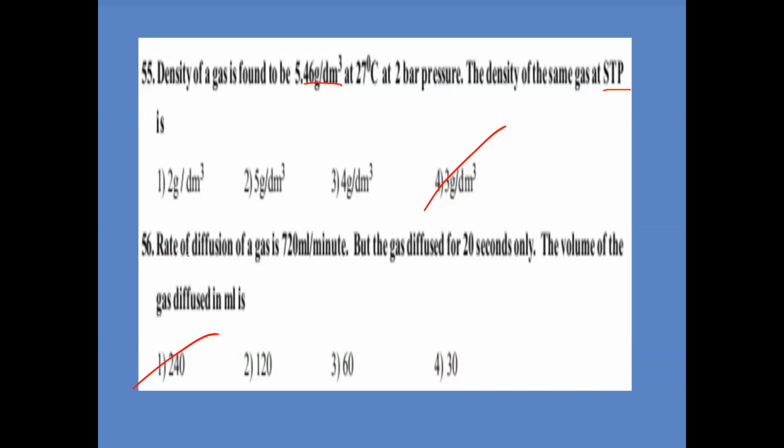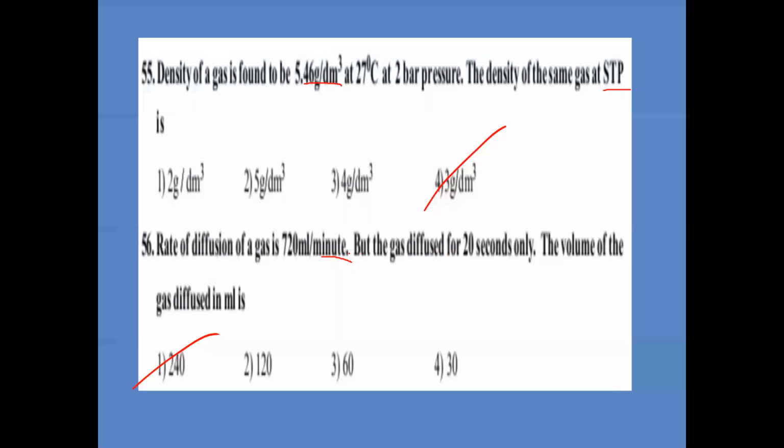Next, the rate of diffusion of gas is 720 ml per minute. 1 minute means how many seconds? 60 seconds. In 60 seconds, how many ml of gas is diffused? 720 ml gas is diffused in 60 seconds. Remember, in 1 second how much it will take, or in 20 seconds how much it will take, we can get it. But the gas diffused for 20 seconds only.